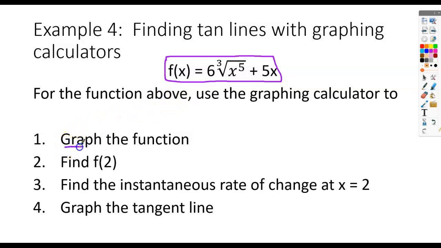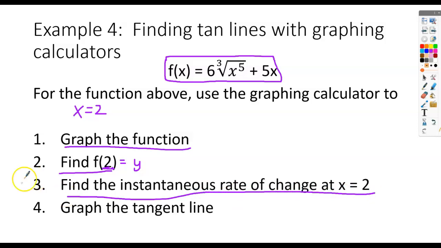We're going to go ahead and graph this function first, so I'll show you how to do that. We're going to find f of 2. Now, just so you know, that's the y value. So I'm giving you an x value. The x value I'm giving you in this case is 2, because that's what we're plugging in for x, right? And the answer that we get after we plug it into the original function is going to be our y value. Then we're going to find the instantaneous rate of change at x equals 2. Now, that's just a fancy way of saying find f prime of 2, or in other words, the slope.